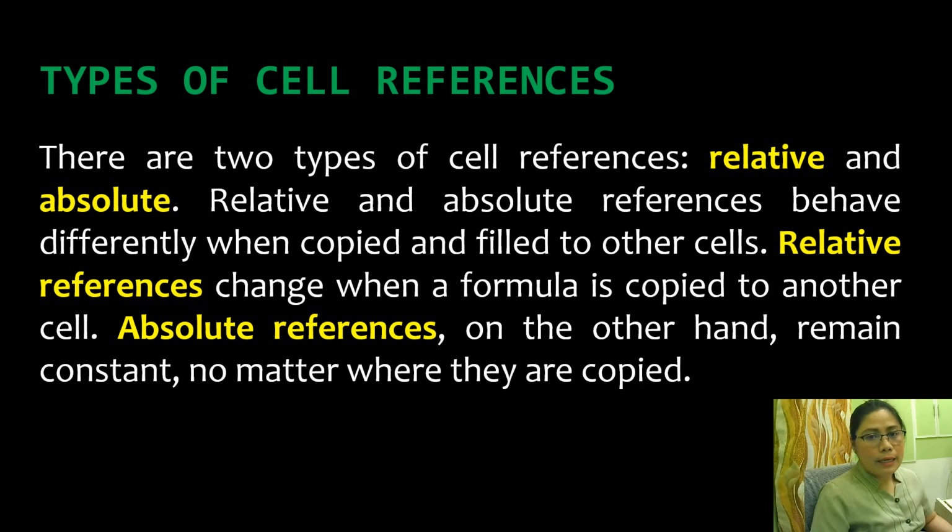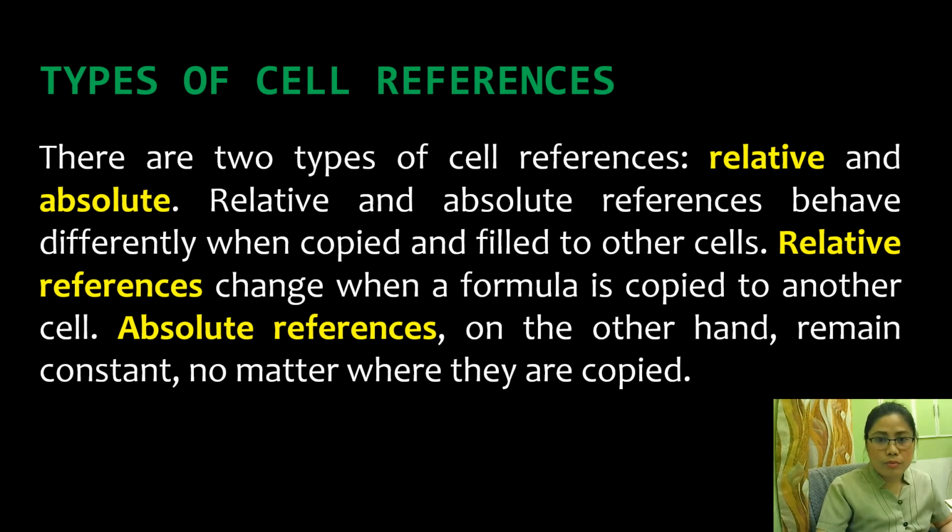So, there are two types of cell references in Excel, class. We have the relative and the absolute. Relative references change when a formula is copied to another cell, while absolute references remain constant. So, alam ko na nabanggit ko na to during our synchronous meeting. Pero mas i-emphasize natin siya ngayon dito sa ating video.